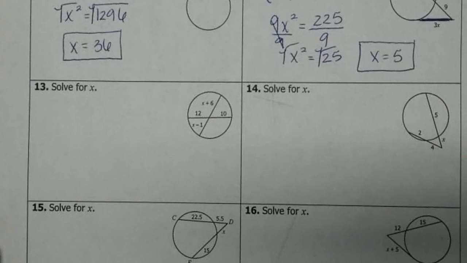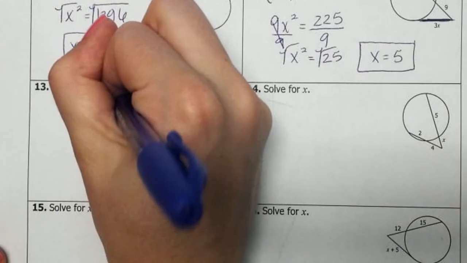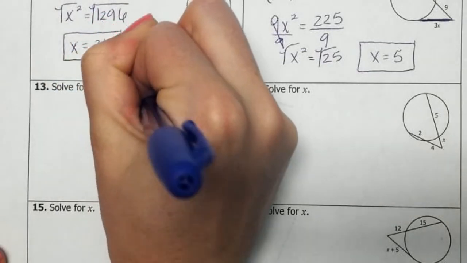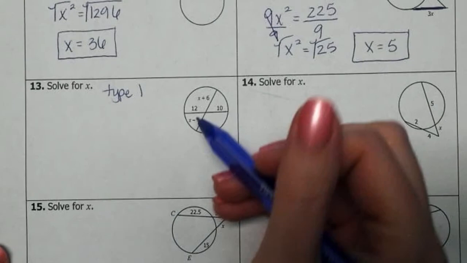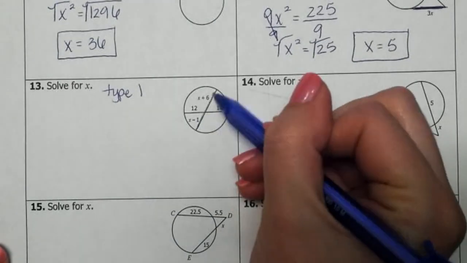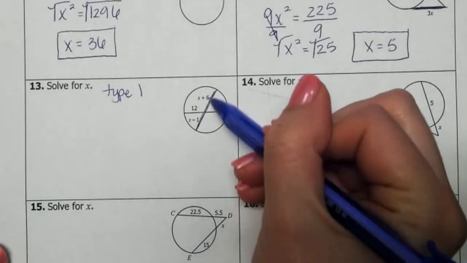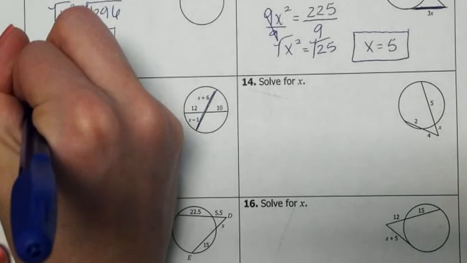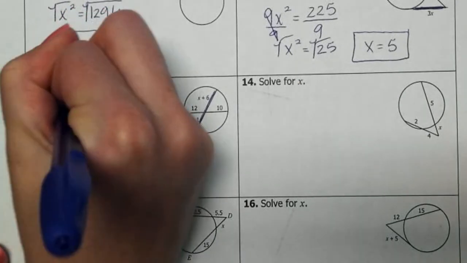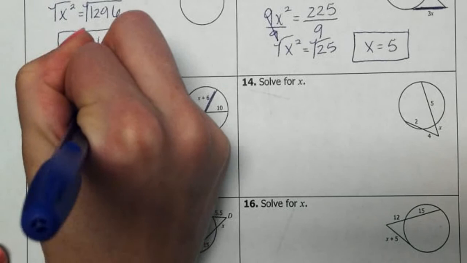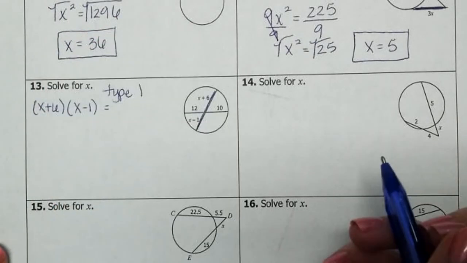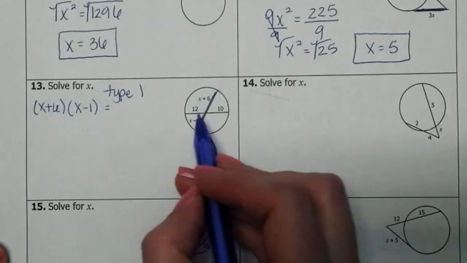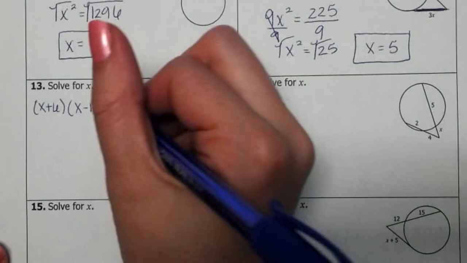So on this one, this is a type 1 problem. So think back to type 1. I'm just going to pick this side to work with first. And I'm going to multiply those together. I'm going to have x plus 6 times x minus 1. I'm going to set that equal to the other side multiplied together. 12 times 10.